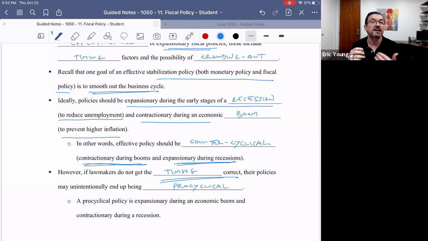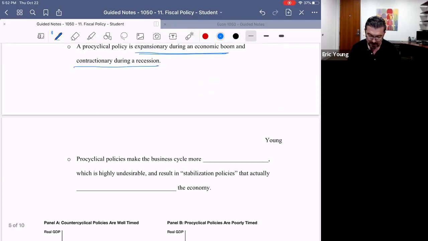But if you think about it, to do that successfully would require that politicians get the timing right, that they implement the right policy at the right time. Easier said than done. In fact, if they do not get the timing correct, their policies can end up being what we call pro-cyclical. A pro-cyclical policy would be expansionary during the booms and contractionary during the recessions. This would not be good, because what a pro-cyclical policy would do, it would actually make the business cycle even more volatile, which is not desirable.